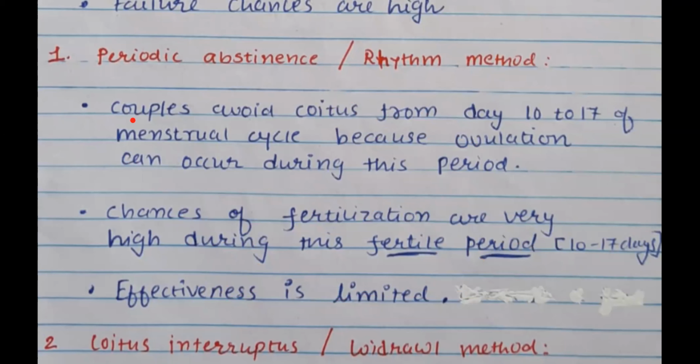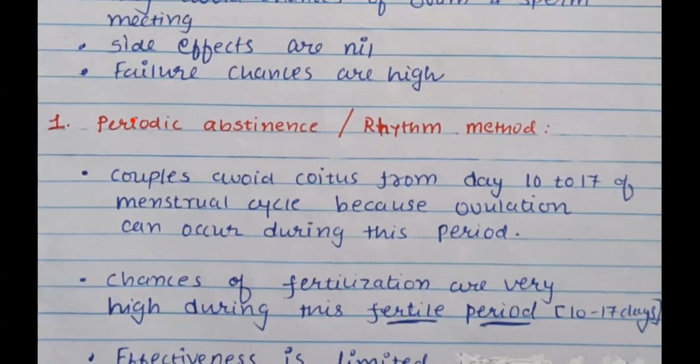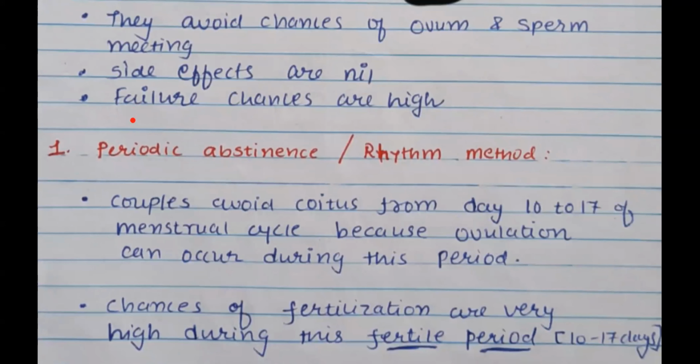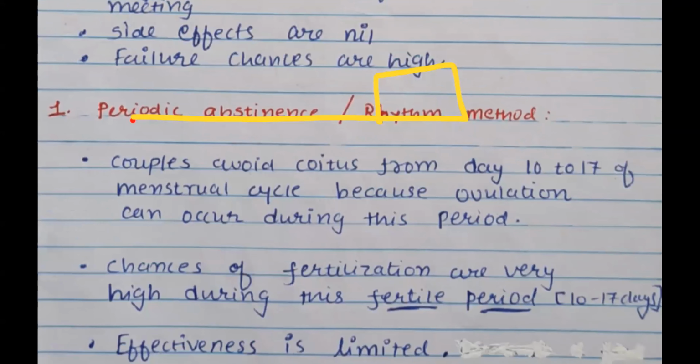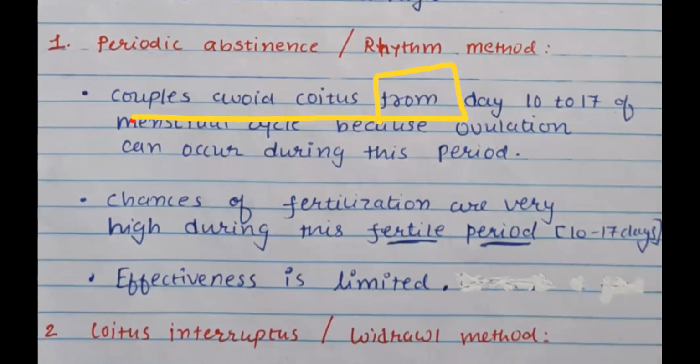But still, the effectiveness is limited. That's why one line is given here, that natural methods' failure chances are high. Now you can easily understand this, right? Next, the first method, remember, is periodic abstinence or the rhythm method.